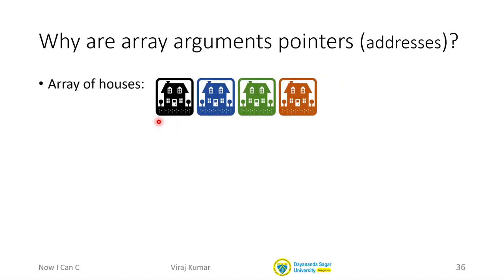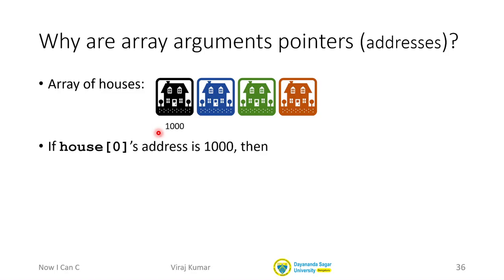I want you to think of an array like a row of houses. Think of this black house as house 0, and house 1, and house 2, and so on. Let's say we're standing next to house 0 and we can actually see its address. It's written next to the house, and let's say that address is 1000. But suppose from where we are standing, we're too far away to see the actual address of the neighboring houses.